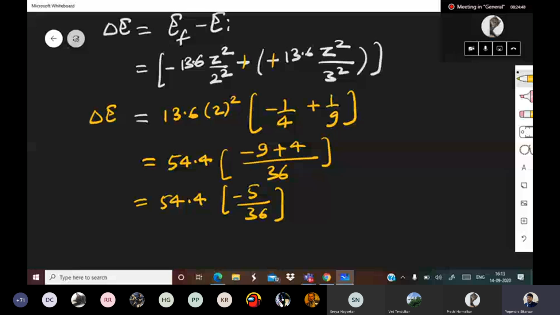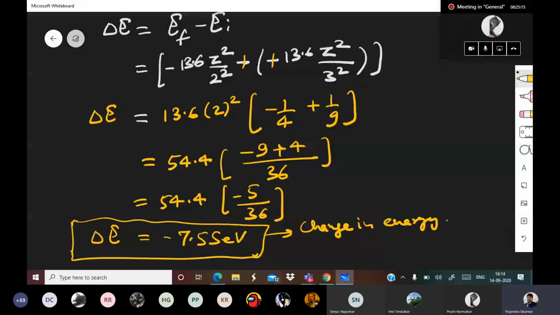So that is basically the change in energy of the electron, right? Where this energy has gone, it has gone in terms of a photon. Hence, the energy of the photon released will be the magnitude of that, and that will be 7.55 electron volts. Understood, everyone? Please note.